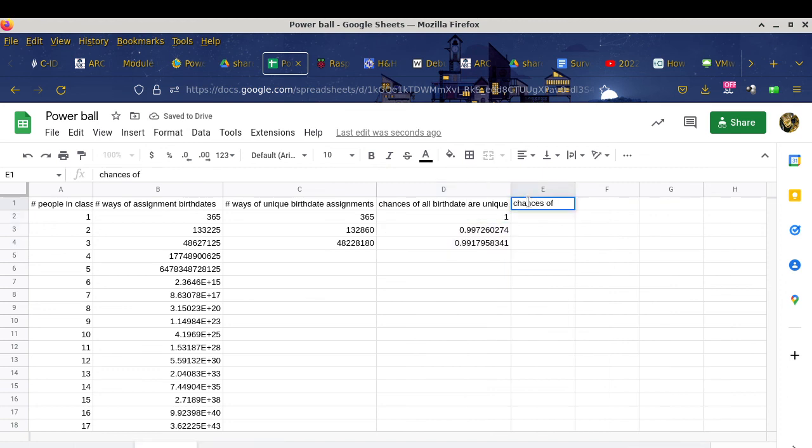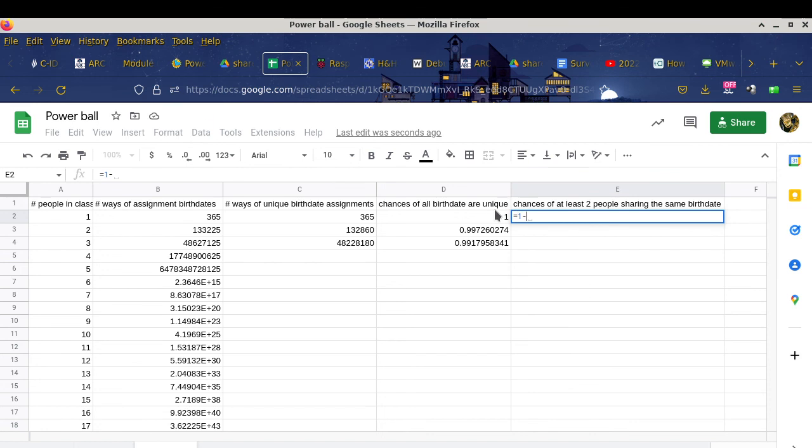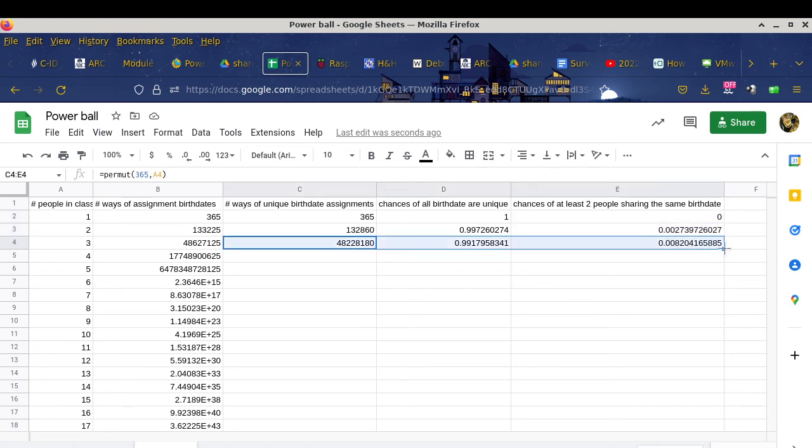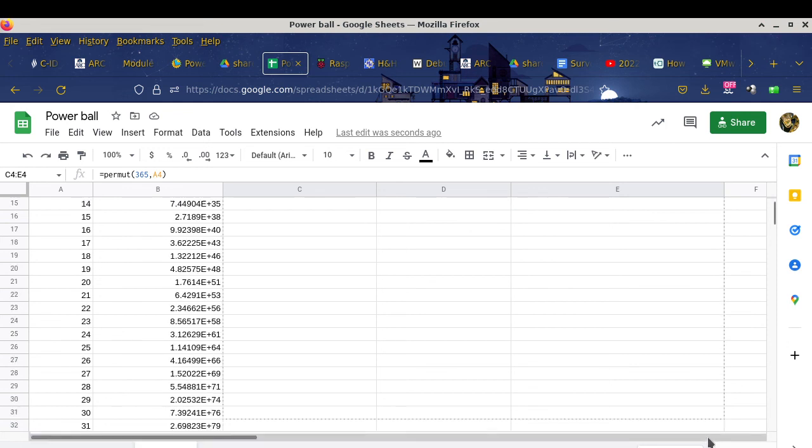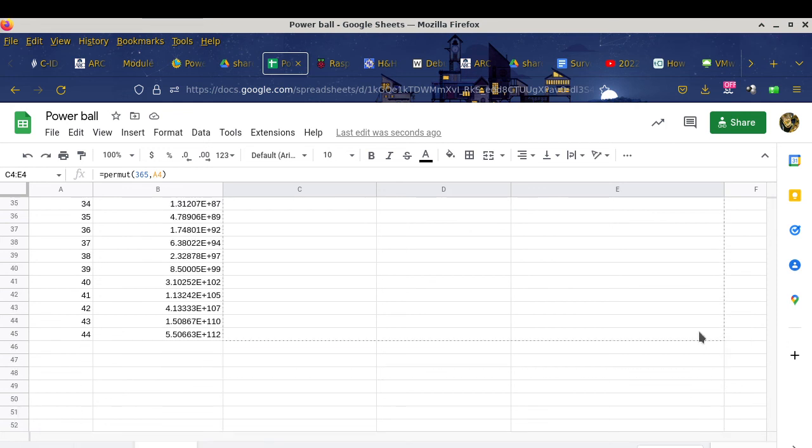So now we look at the chances of at least 2 people sharing the same birth date, which is just 1 minus the number in column D. So in the class of 1, well, guess what? You only got one person. When I ask something about at least 2 people, not going to happen, right? Now we're going to look at the class of 2 people, 3 people, and so on. Pretty slim chances. Now, if I work it up to 44 people in the class, let's see what the chances are. We'll keep going like this until we get here.